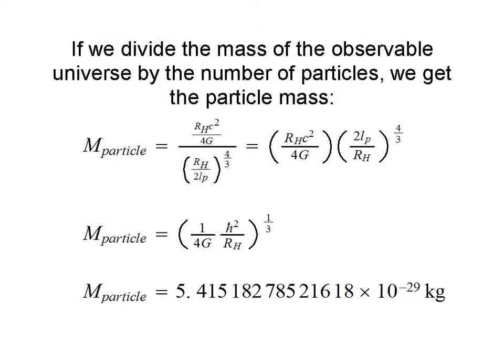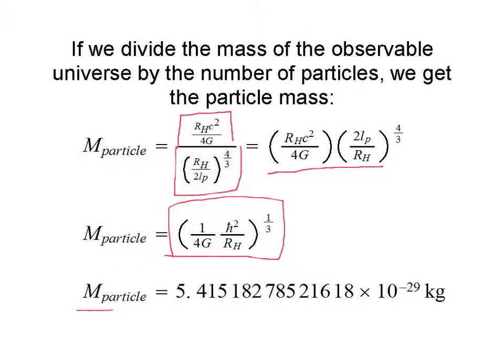Let's now look at the particle mass. If we divide the mass of the observable universe by the number of particles, our ideal particle number, we get the particle mass. Here we have the mass of the observable universe divided by our ideal particle number, and we get a mass value, which we will most frequently express like this. You work it out, and the ideal particle mass comes to about 5.4 times 10 to the minus 29 kilograms.